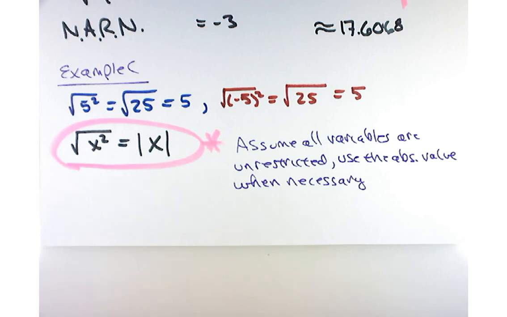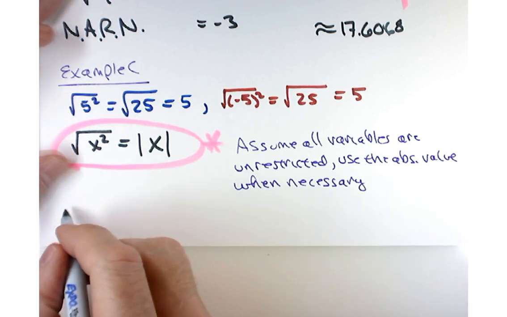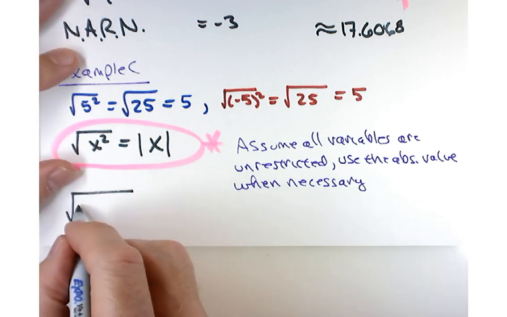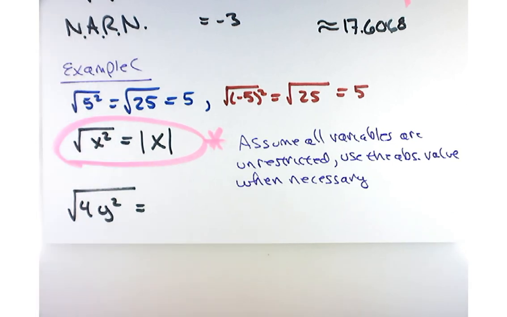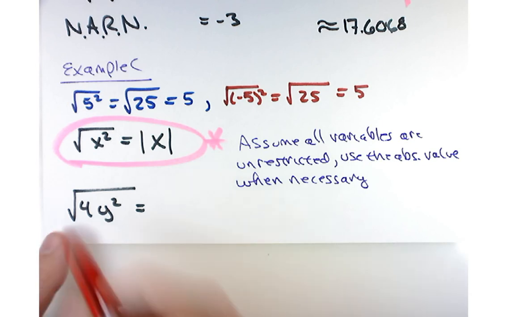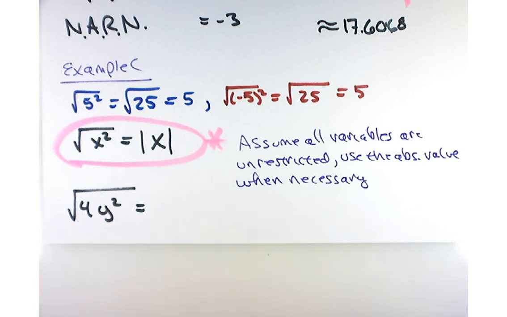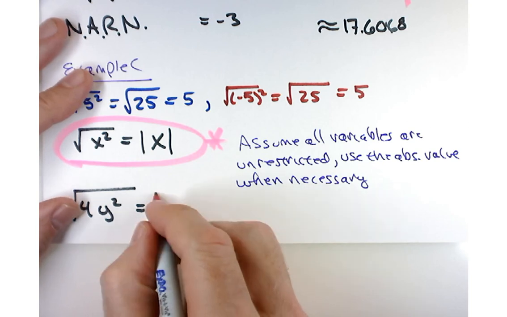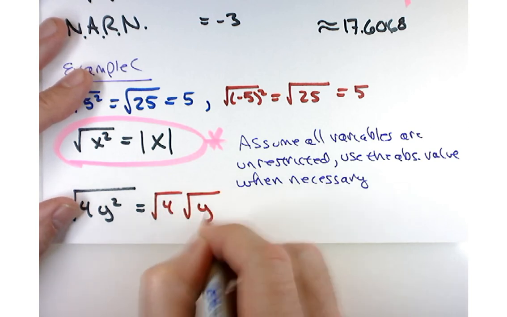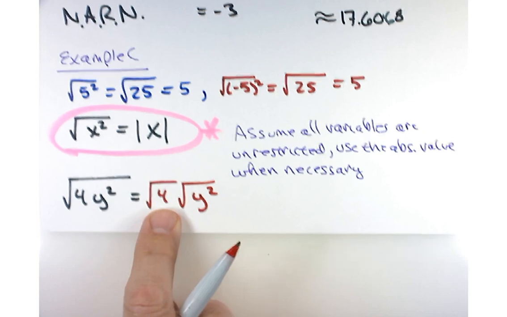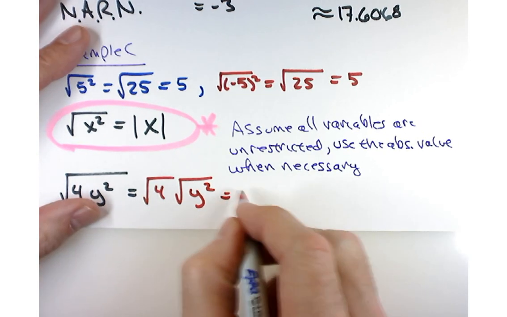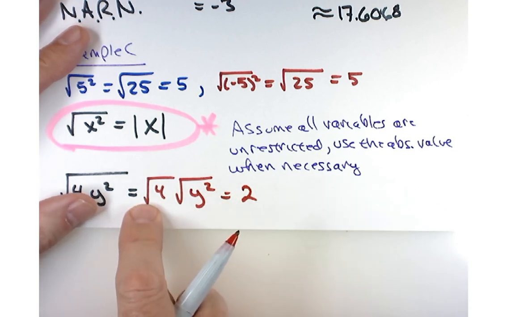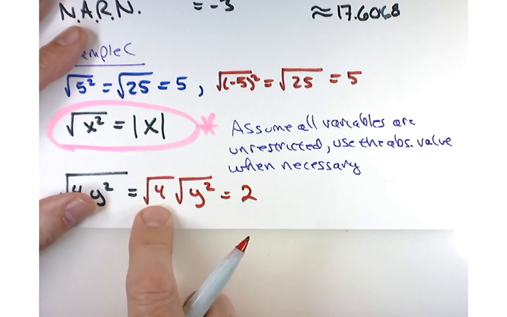So what does he mean? Well, I mean something like this. Suppose you had the square root of 4y squared. With multiplication and division, you can split things up. So I'll split that up as the square root of 4 times the square root of y squared. The square root of 4, that's the easy part. That's just a 2. We don't need the plus or minus. There's no absolute value. It's just 2.